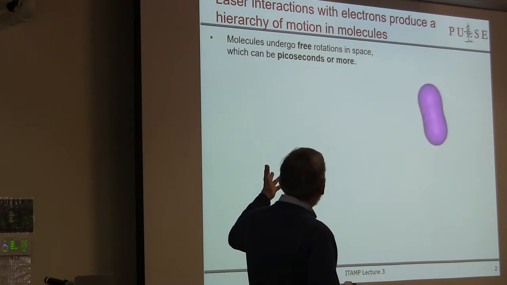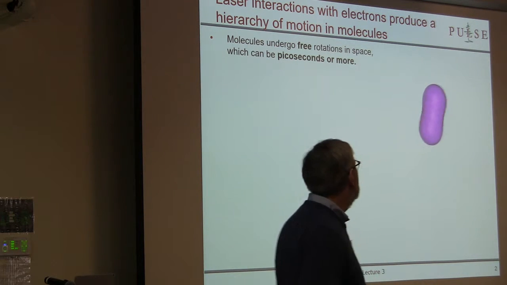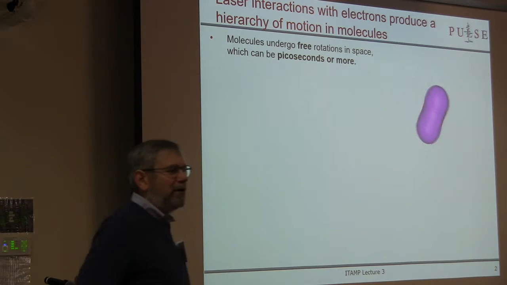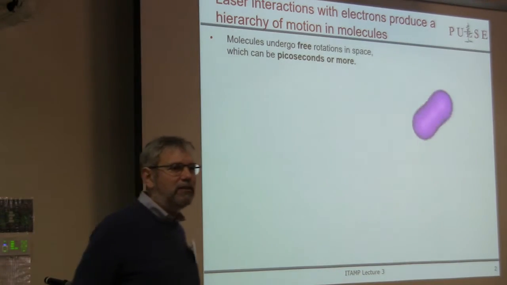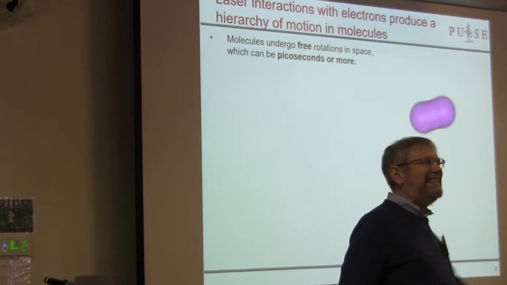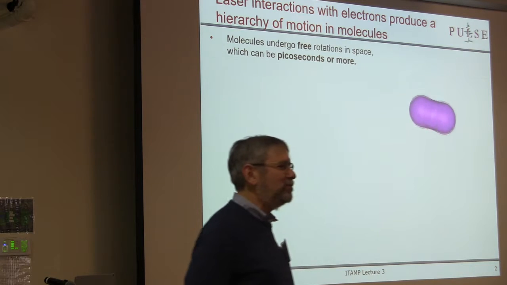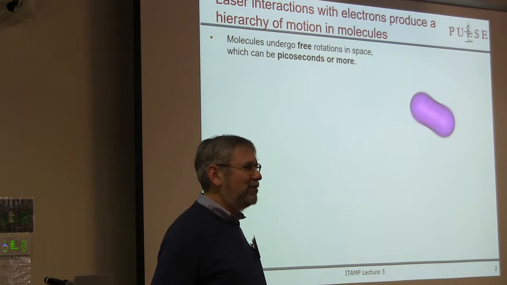laser interactions with electrons produce a hierarchy of motion in molecules, lots of different timescales. That's good, because us experimentalists maybe only have access to some of those timescales, and then we can pretend that the timescales we have access to are precisely the timescales we needed by judicious choice of physical problem to study. Now you know how that works.